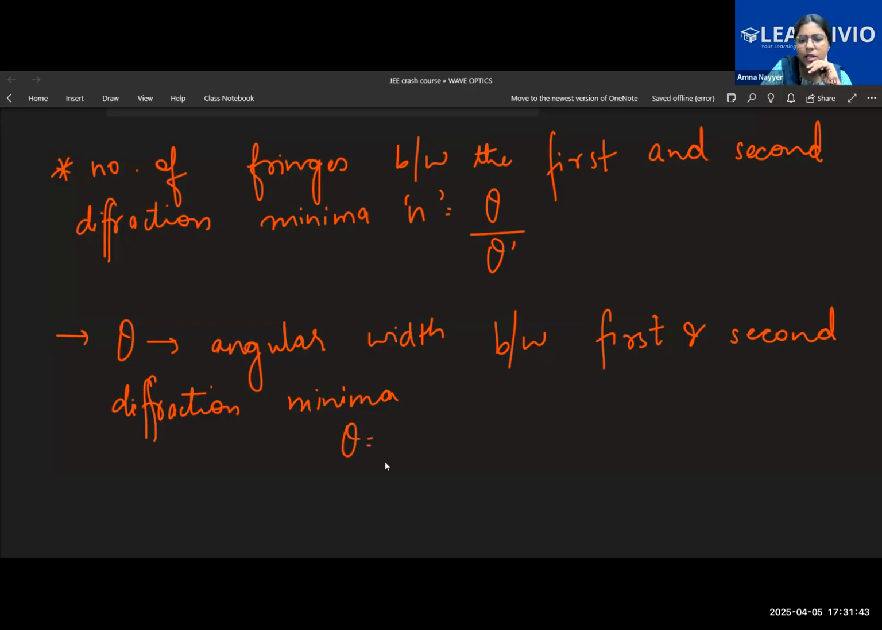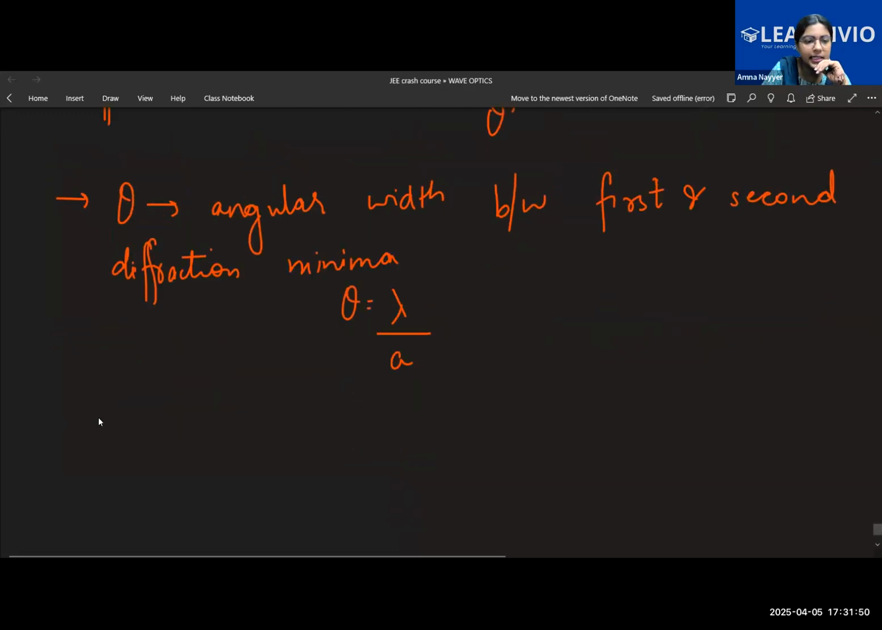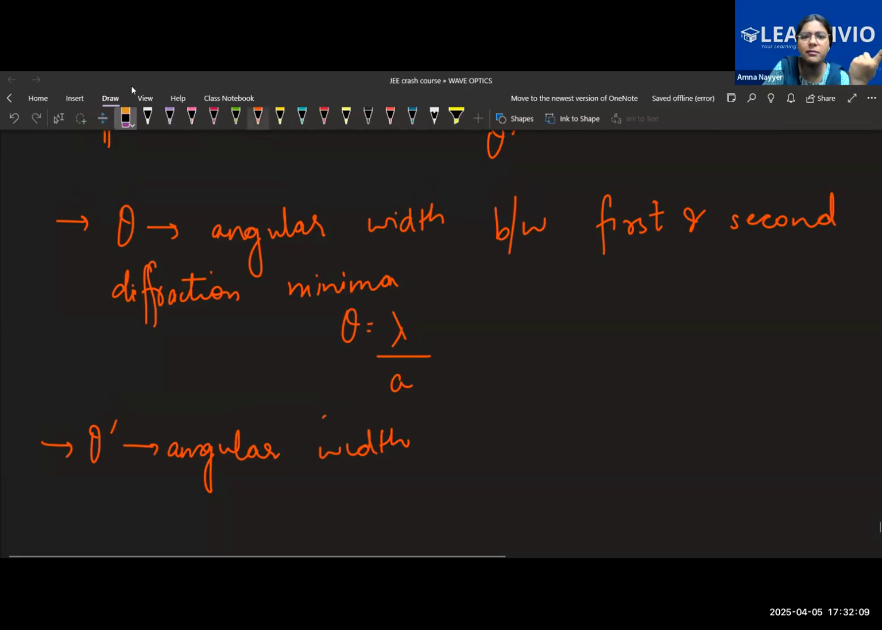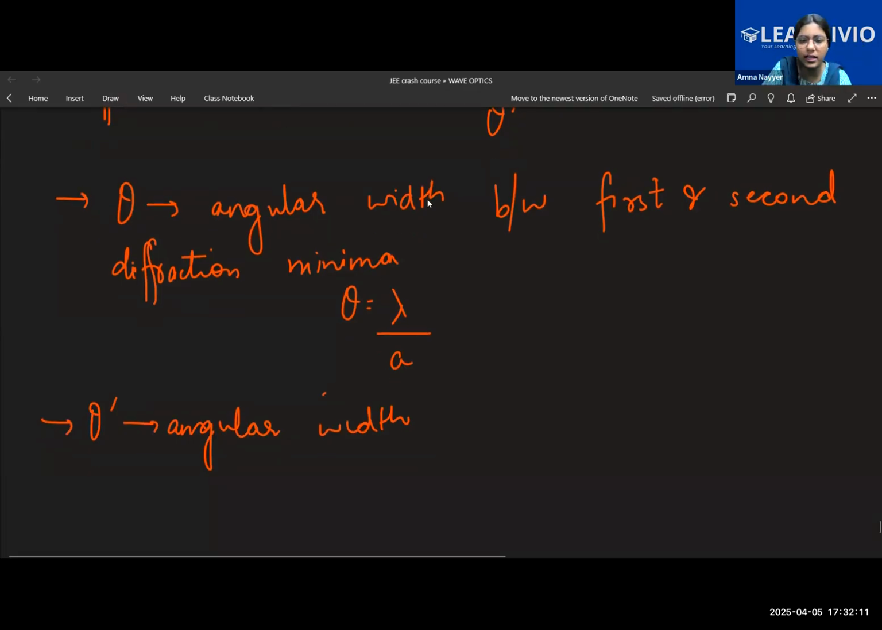So this theta will be equal to lambda by a. What is this theta dash that I have taken? This theta dash is the angular fringe width due to the double slit. It has said in the question, in a double slit. So this is the angular width due to the double slit only. From the term double slit, you know this, you have done it already.